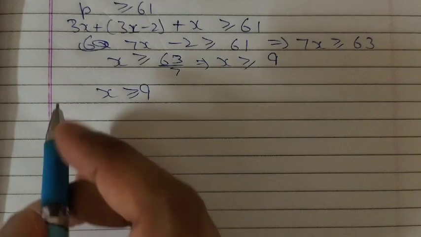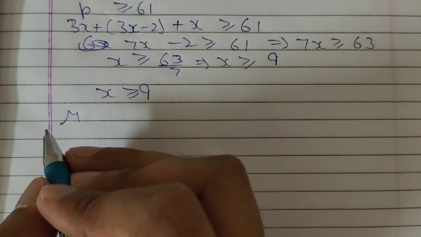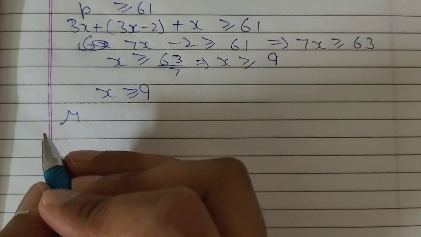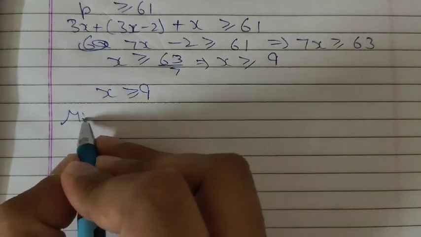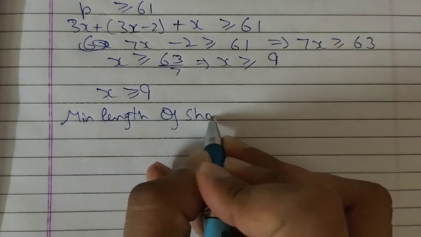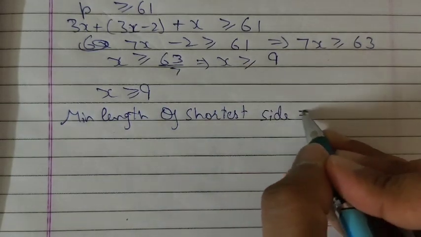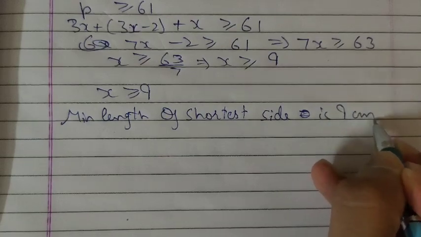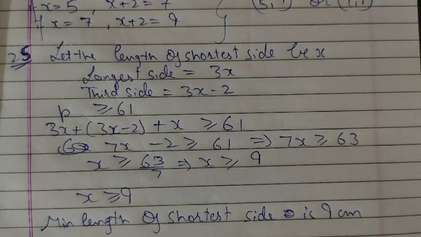So what is the question? Find the minimum length of the shortest side. So minimum length of shortest side is 9 centimeters. So this is our answer of question number 25. Now next is question number 26, right? Last question of the exercise.